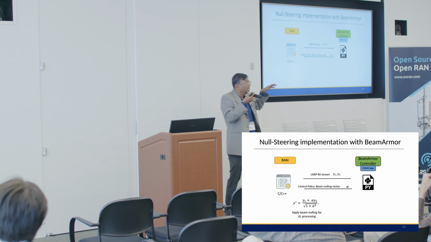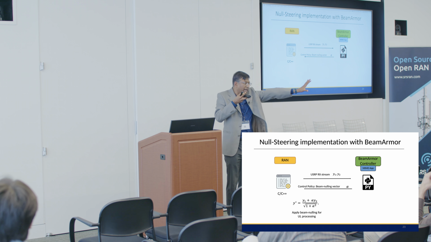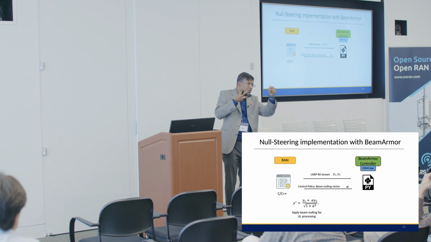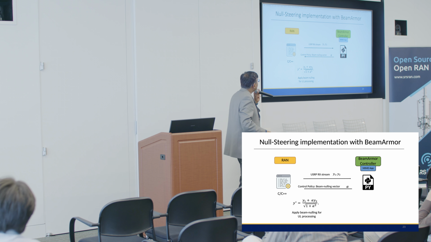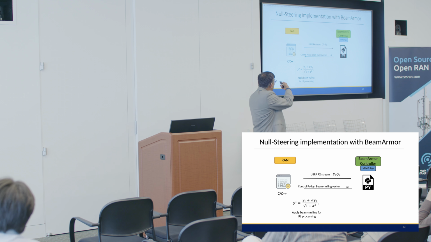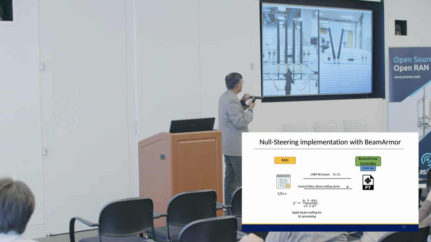Essentially, the goal of this is to determine which angle to null at. So if there's an interferer here and there's the actual UE there, you want to null in the direction of the interferer while increasing the signal strength of the UE. That's the kind of thing you can do. This is essentially how you choose the actual beam nulling. So you can see a video here. This is called BeamArmor.